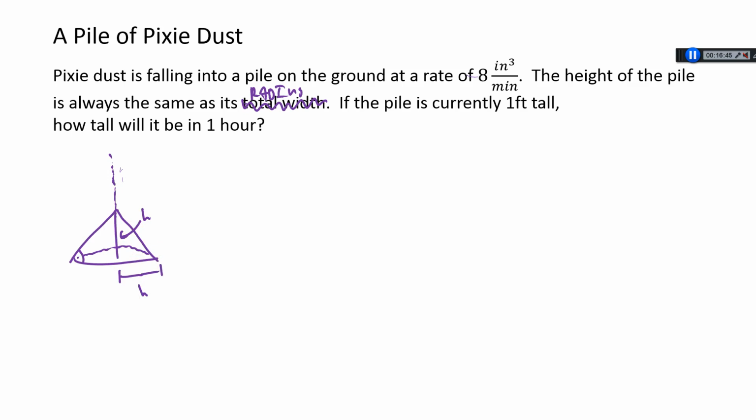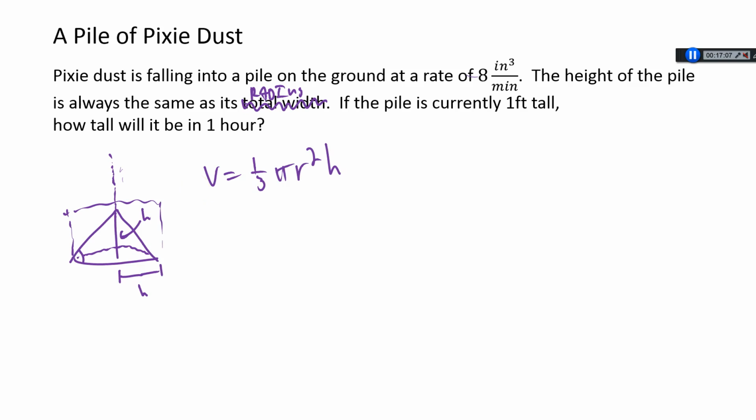So they tell us the pile is currently 1 foot tall. How tall will it be in 1 hour? So some things we need to know here. The volume of a cone is 1/3 pi r squared h. A cylinder is just pi r squared h, and a cone takes up 1/3 of its containing cylinder, which is kind of cool. What else do we need to know? Let's see, 12 inches in a foot, 60 minutes in an hour.